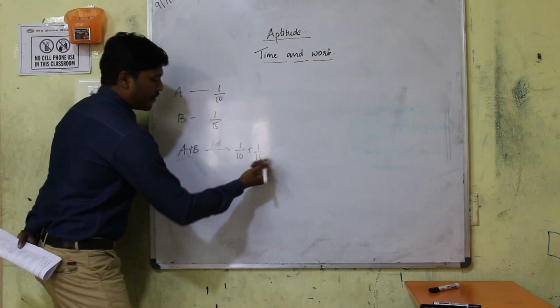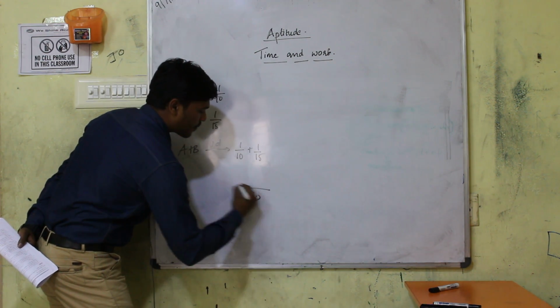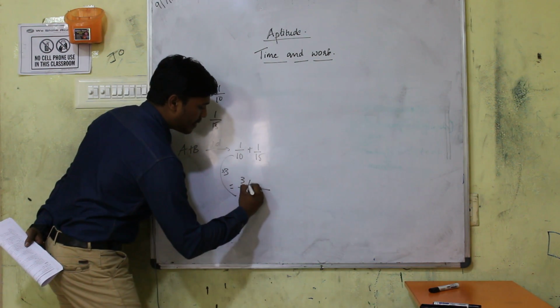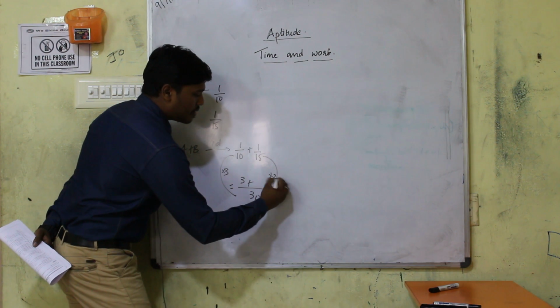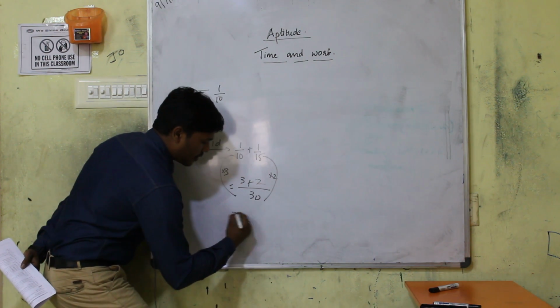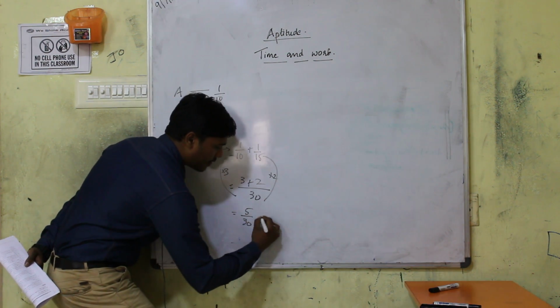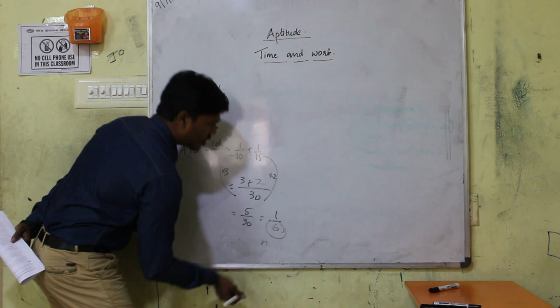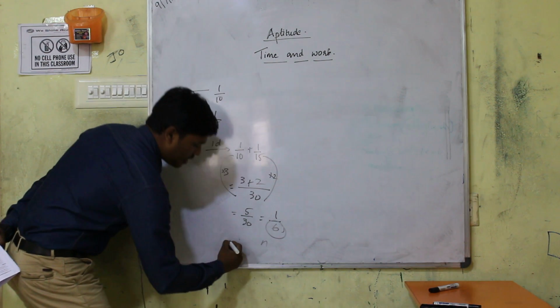So the LCM of 10 and 15 is 30. So 10 is how many times 30? It is 3 times. So 3 plus 2 is 5 by 30, which is 1 by 6. So this is your n. So A and B can do a piece of work in 6 days.